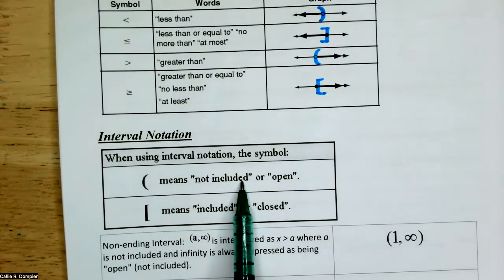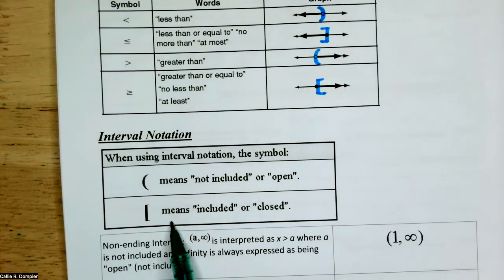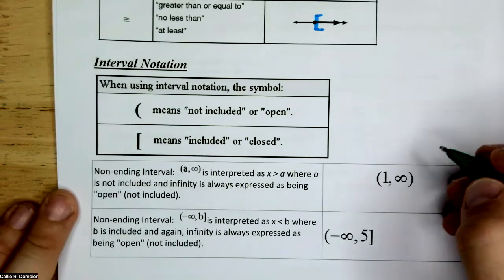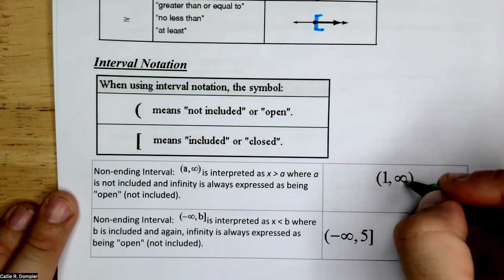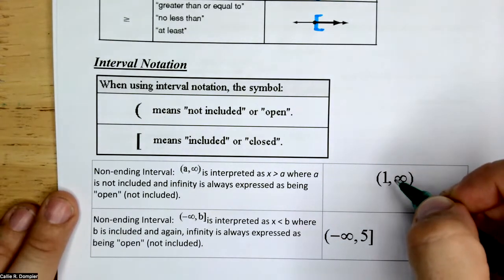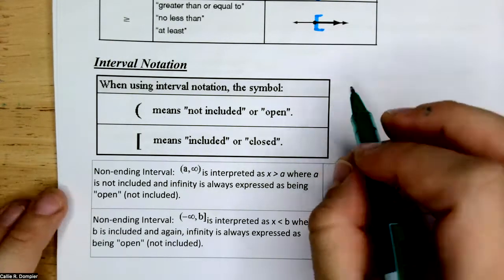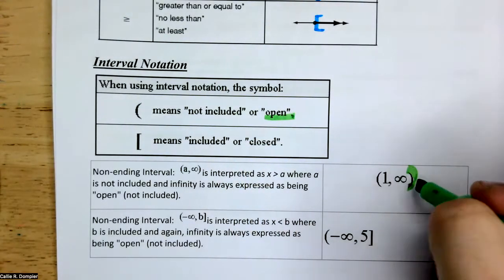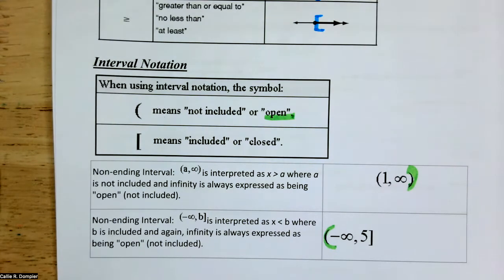This means not included or open. The bracket means included or closed. As we know, the non-ending interval will include infinity. It goes on forever like these arrows. It is always expressed as being open. Okay, infinity is always open.